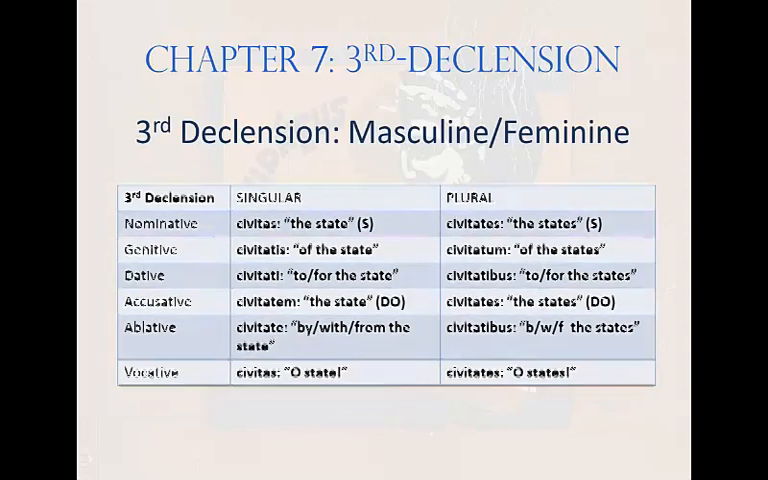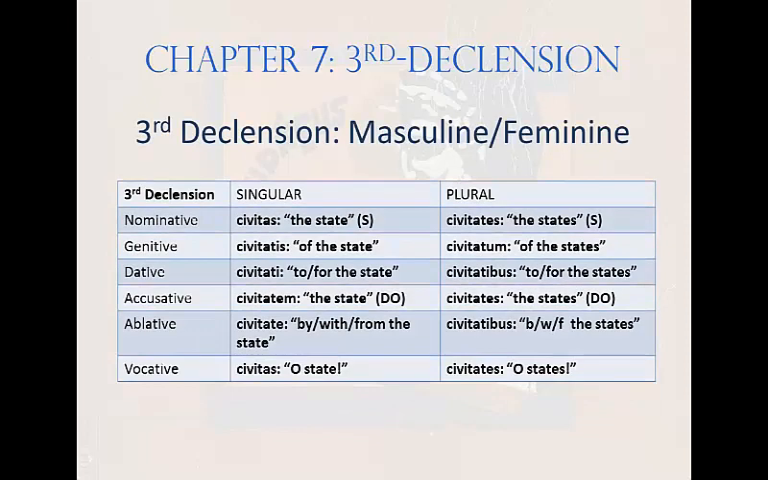While third declension looks very different in form from first and second, its translation is the same. Civitas, the state as subject; civitatis, of the state; civitati, to or for the state, which is as much as I am willing to do for the state right now. I think you get it, at least I hope so.